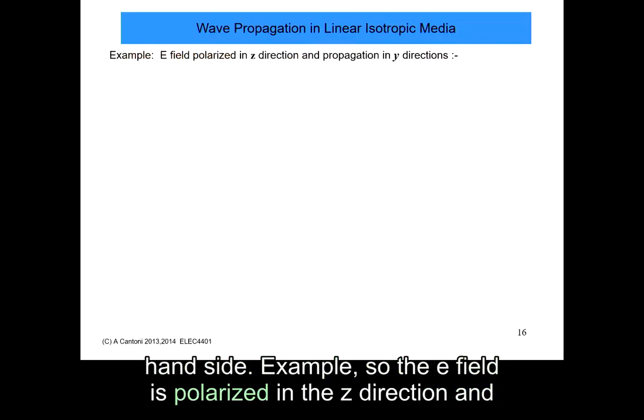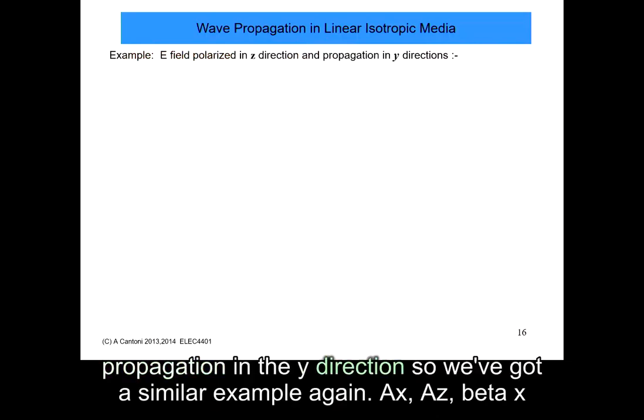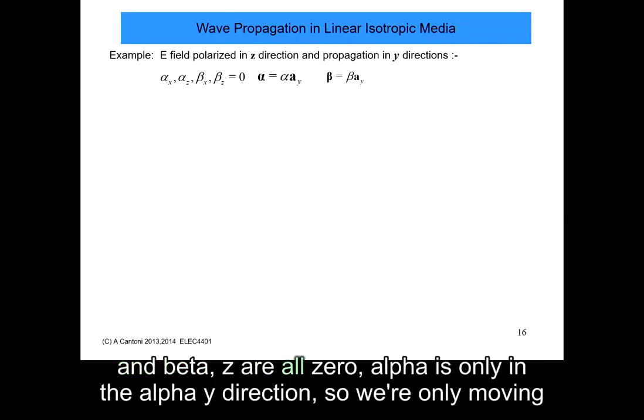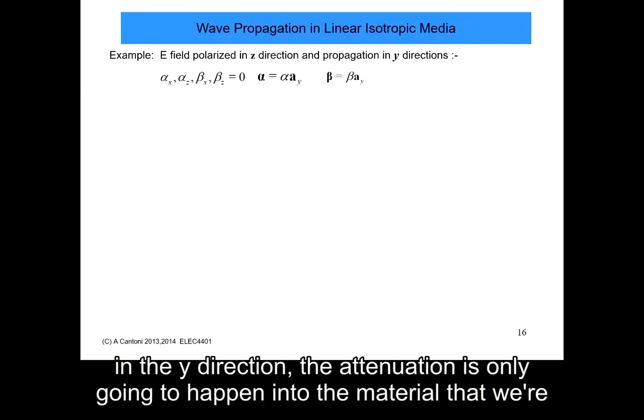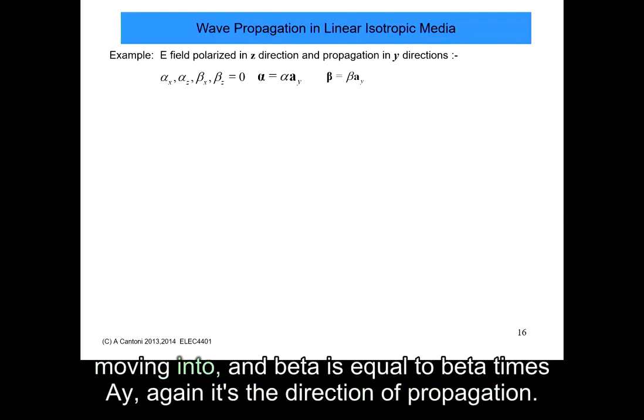Example, so the E field is polarized in the Z direction and propagation in the Y direction. So we've got a similar example again. Ax, Az, beta x, and beta z are all 0. Alpha is only in the alpha y direction, right? So we're only moving in the Y direction. The attenuation is only going to happen into the material that we're moving into, right? And beta is equal to beta times ay. Again, it's the direction of propagation.